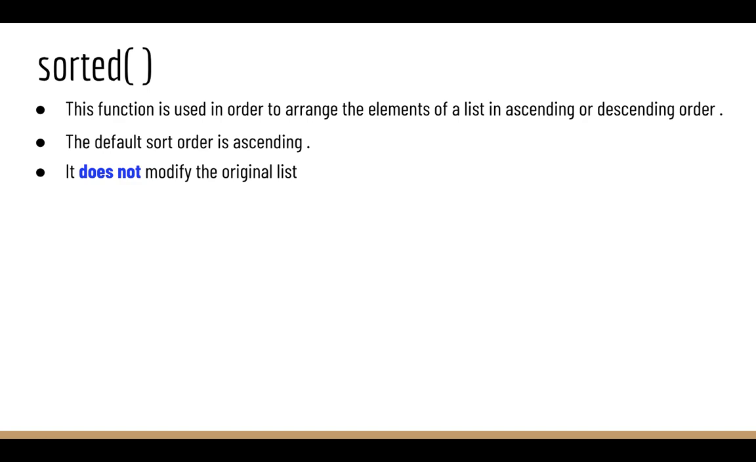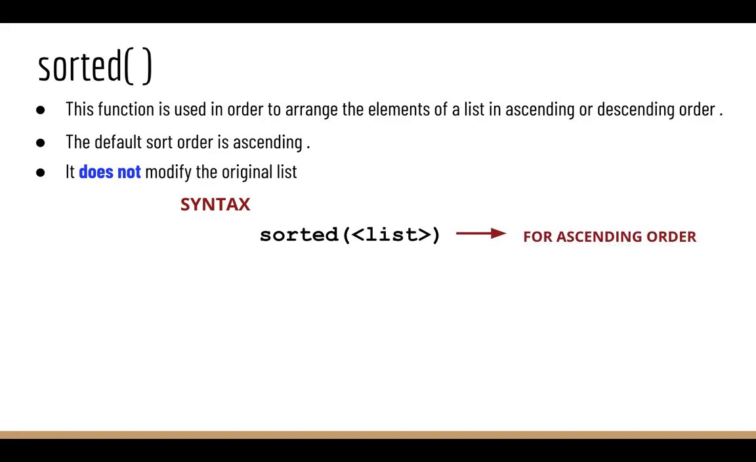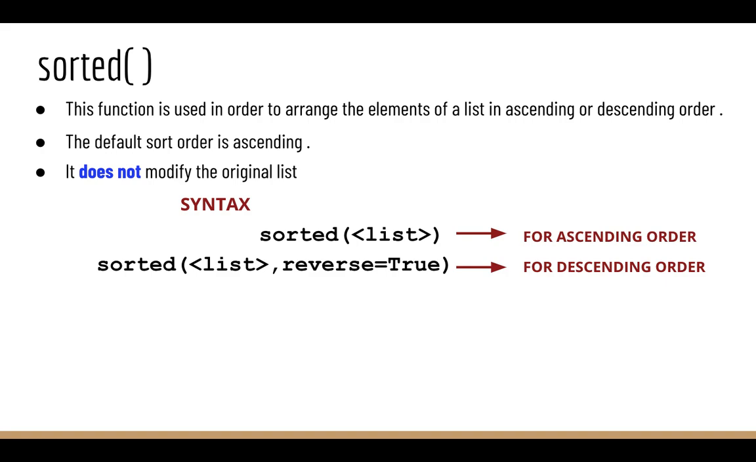It will be more clear as we go to the differences. So the syntax is simple: sorted, and within bracket we need to specify the list. This is for the ascending order. For descending order, we'll have to type sorted within bracket the list, comma, reverse equals to true. This is the syntax for descending order.